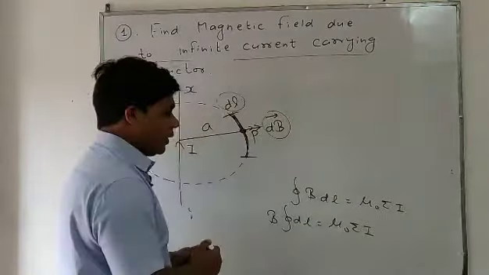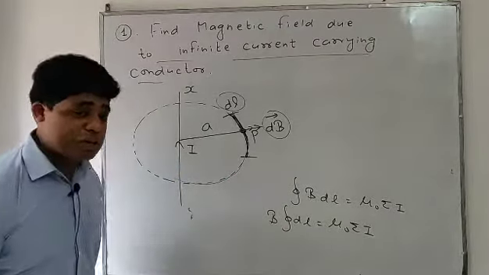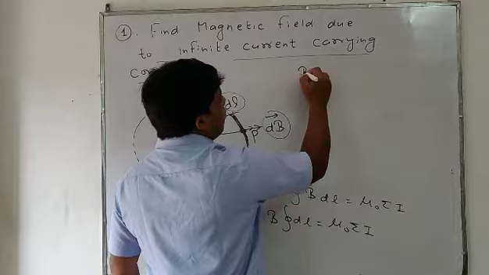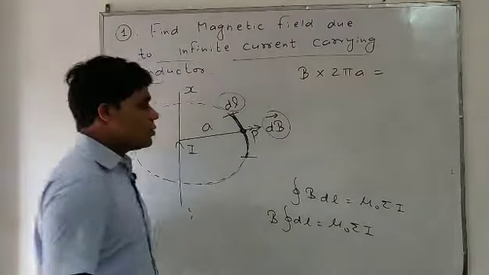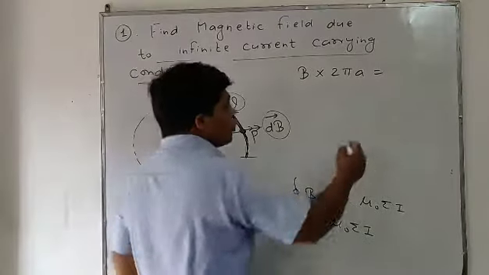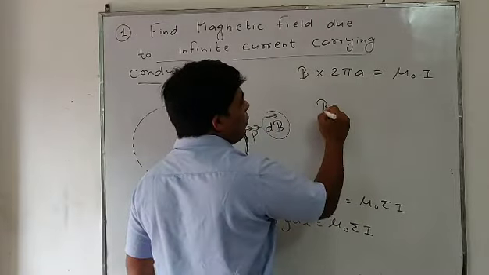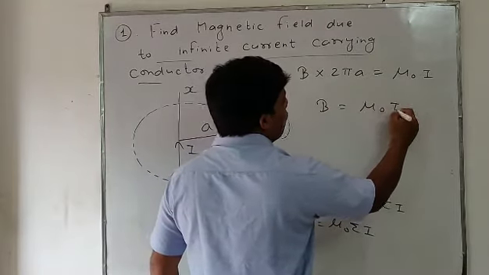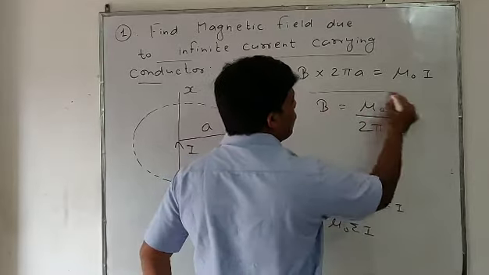Look students, simple thing. Integration dl means the total length of the Ampere surface, that is the circumference. So that will be 2 pi a, and sigma I is the total current of that closed circuit, that is I. So sigma I is replaced by I. So we find the magnetic field B equals mu naught I upon 2 pi a.